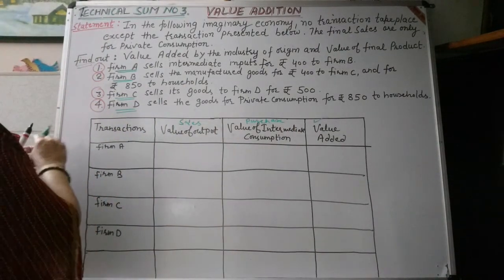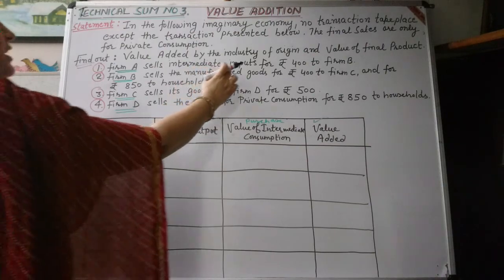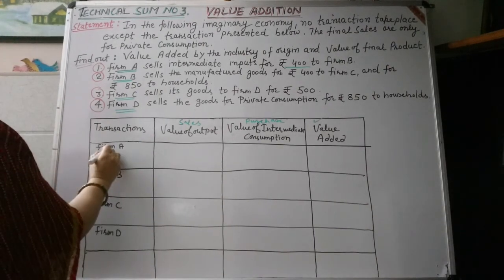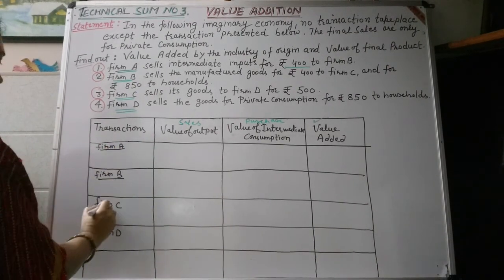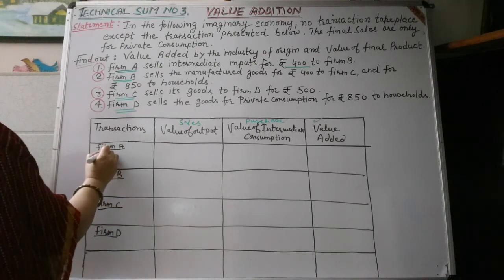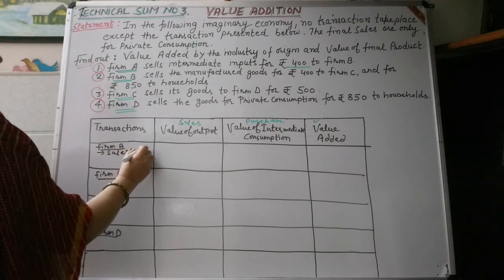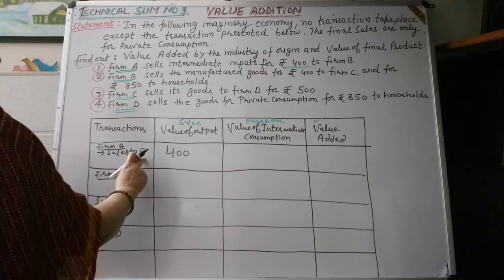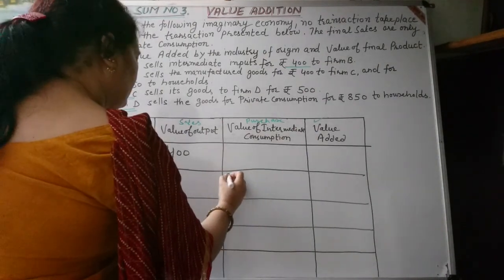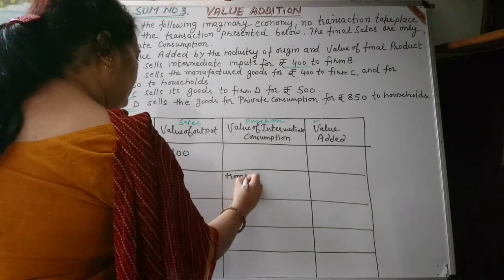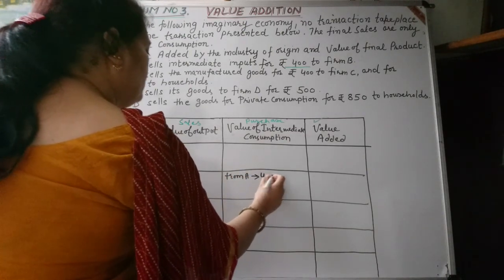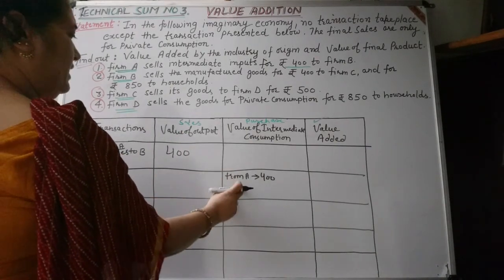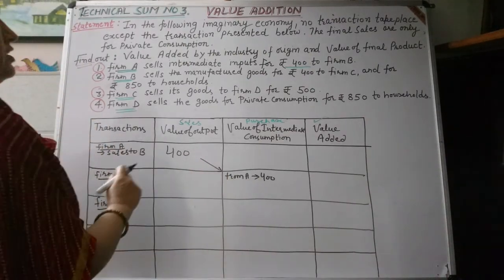Number 1, firm A. Firm A sells intermediate input for rupees 400 to B. Firm A sales to B worth rupees 400. Firm A sells to B, it means B purchases from A. B purchases goods worth rupees 400. Firm A's value of output is firm B's intermediate consumption.